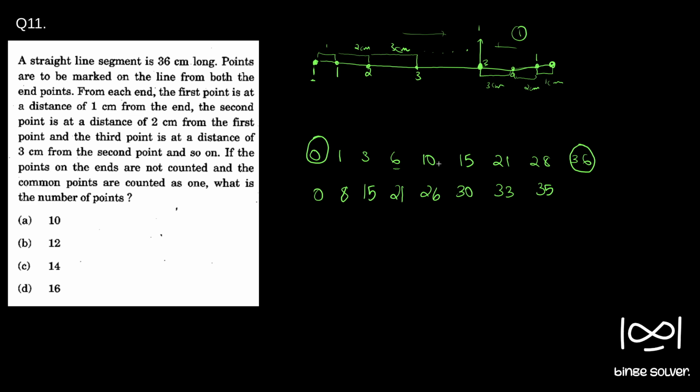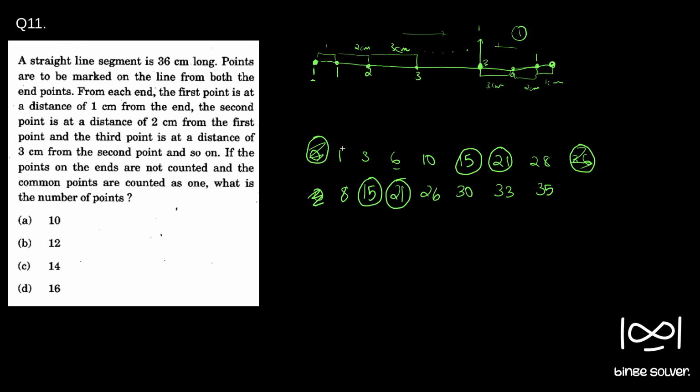So if you see, 15 is repeating. So we need to count this point only once. And 21 is also repeating. So we'll need to count these points only once. So the endpoint is not counted. So this is not counted, this is not counted, and this is not counted.